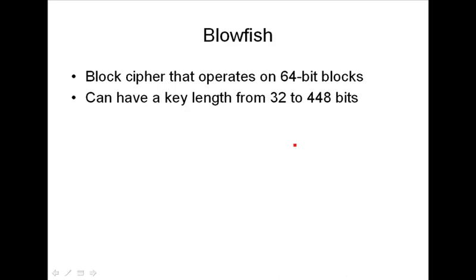Finally, Blowfish. It's another block cipher. It can have key lengths anywhere from 32 to 448 bits. Blowfish was in the competition for the AES. It didn't win, but a lot of people do like Blowfish, so it is still being used. Notice you can go up to 448 bits, which is quite long for a symmetric key algorithm.